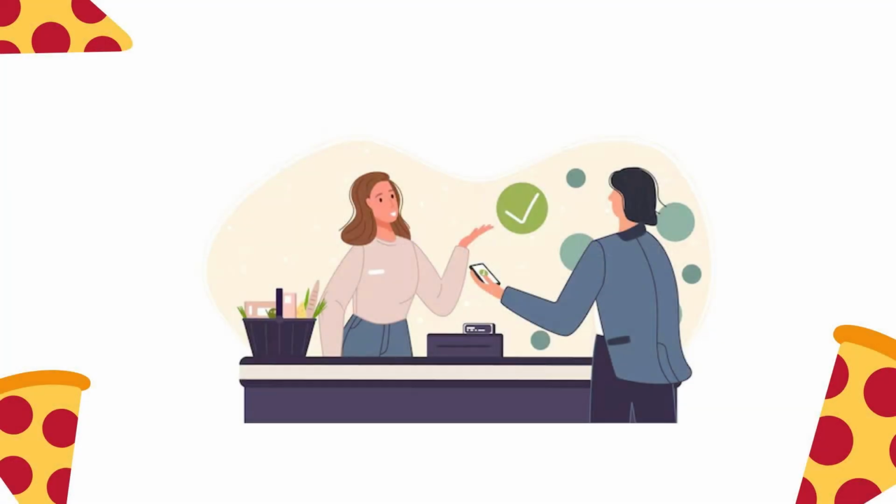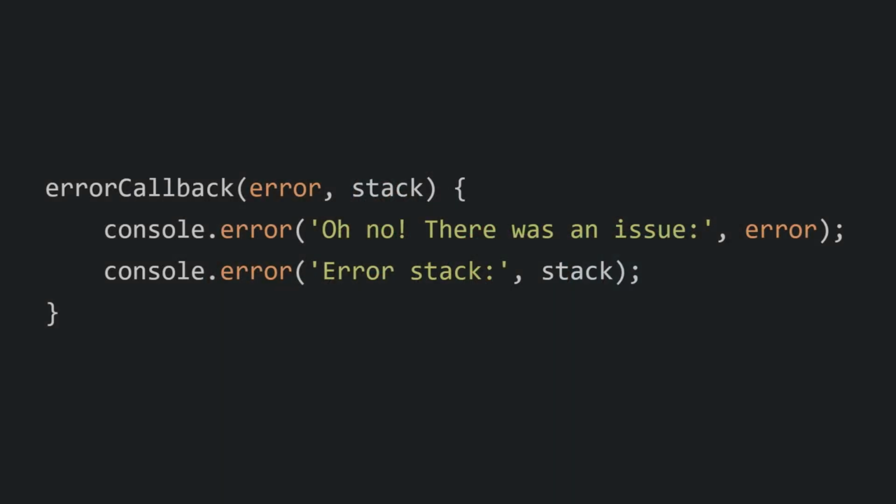Let's understand error callback. Let's say a customer complains about their pizza and you troubleshoot the issue. This hook is called when there is an error in the component or its child components. We use it to handle errors gracefully. Here is an example.